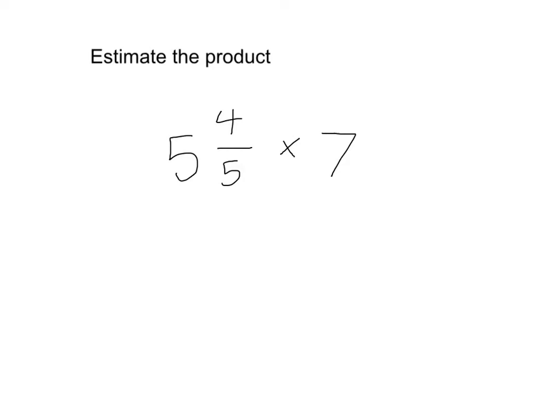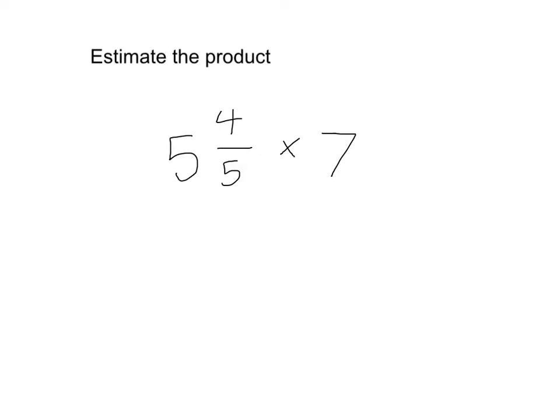One step that you'll want to learn before learning how to multiply mixed numbers is how to estimate the product. When we are estimating, I'm going to take a look at my number that is a mixed number, meaning it has a whole number and a fraction out to the side. And I'm going to double check. First thing, I'm looking at 5 4/5. On a number line, I'm going to ask myself, is 5 4/5 closer to the whole number 5, or is it closer to the whole number 6?